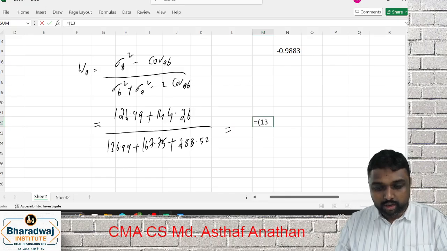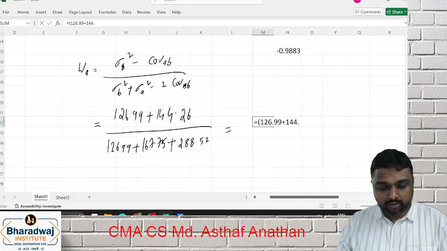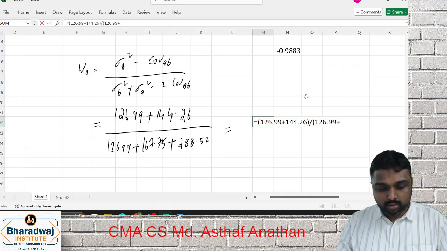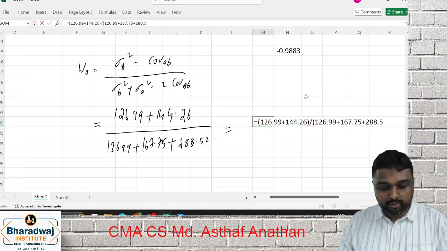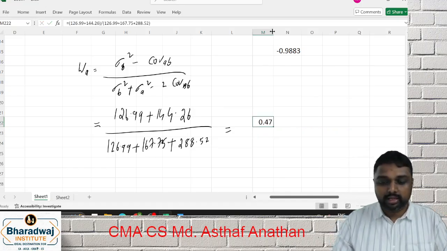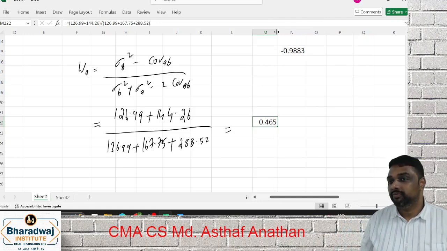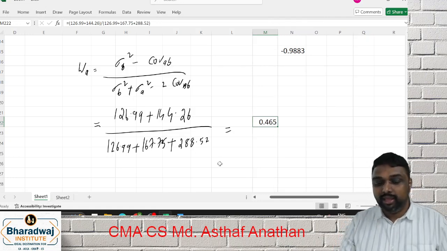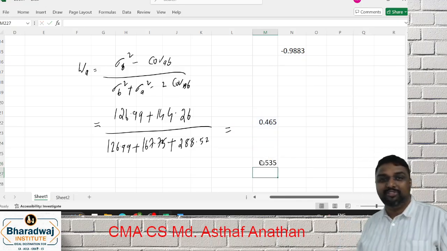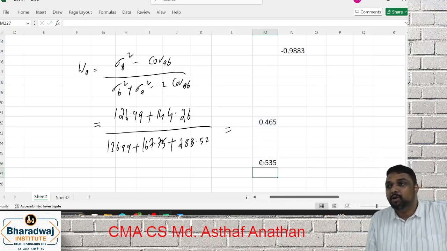It will be 126.99 plus 144.26 divided by 126.99 plus 167.75 plus 288.52. You will get 0.47. Or if you take decimal, you can take 0.46. Now, what is the weight of B? Balance. Weight of B will be 1 minus that. Hope all of you are clear.